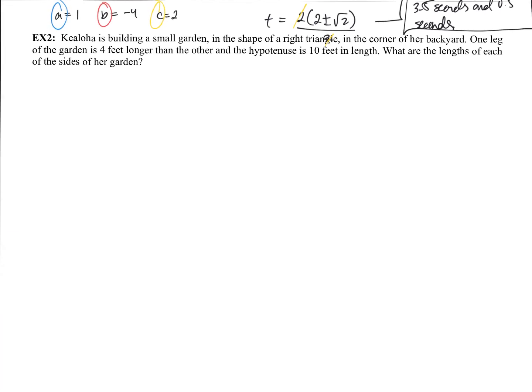Kealoha is building a small garden in the shape of a right triangle in the corner of her backyard. One leg of the garden is 4 feet longer than the other, and the hypotenuse is 10 feet in length. What are the lengths of each of the sides of her garden?